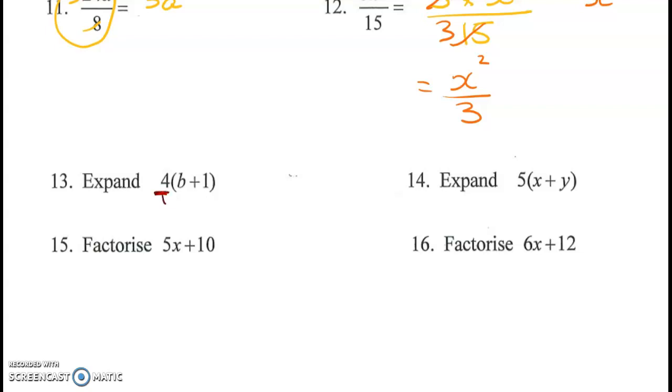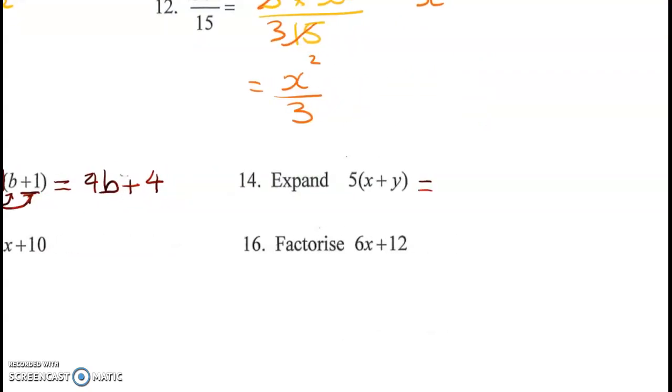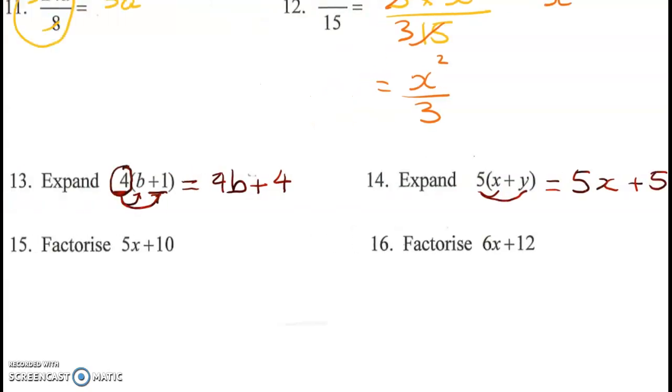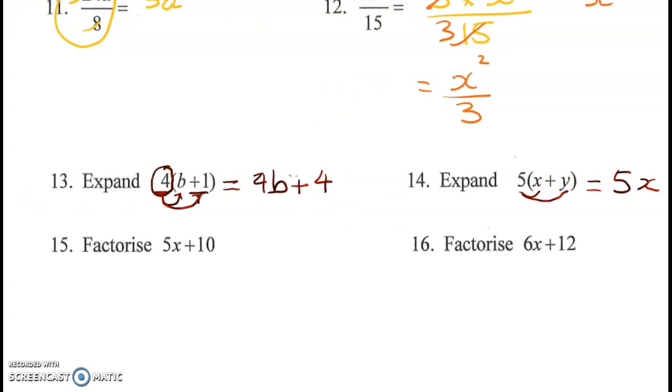So we've got 4 times b is 4b plus 4 times 1 gives me 4. Right, so when I'm expanding, I take whatever's here and I times it by what's inside here. Expand 5 times x plus y will be 5x plus 5y.